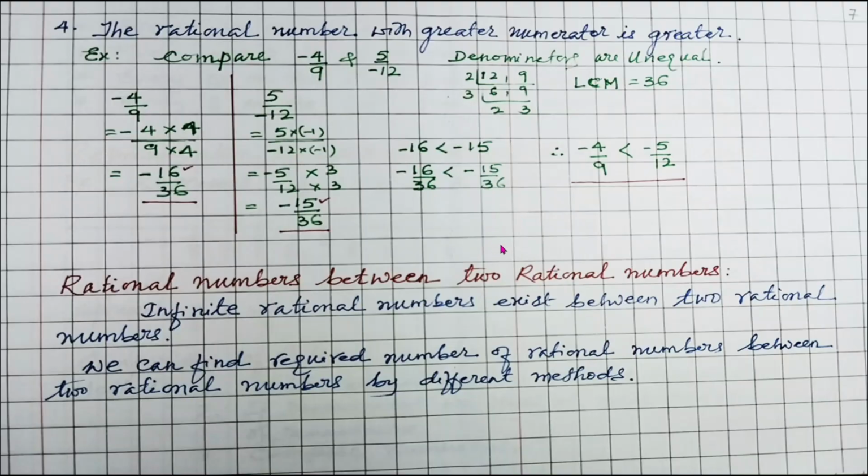Now to find rational numbers between two rational numbers. Infinite rational numbers exist between two rational numbers. We can find the required number of rational numbers between two rational numbers by different methods. So let us learn them.